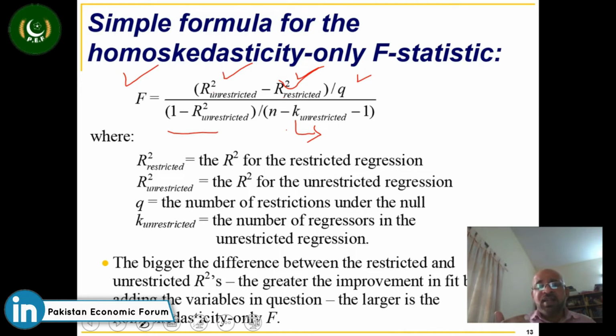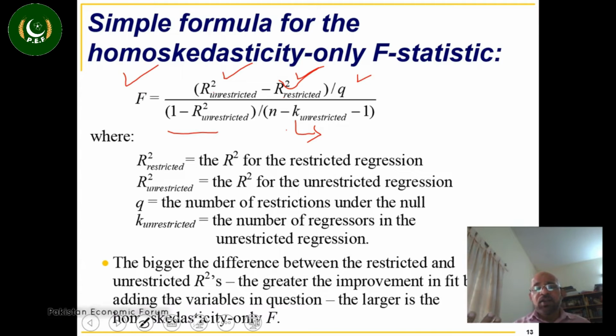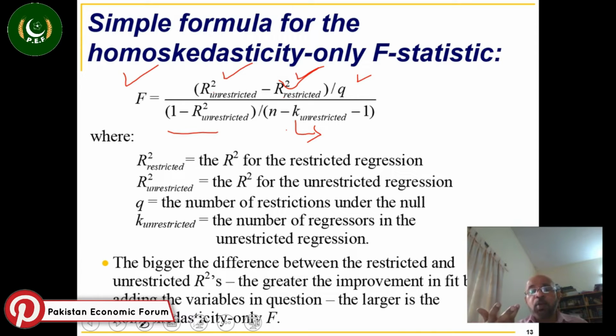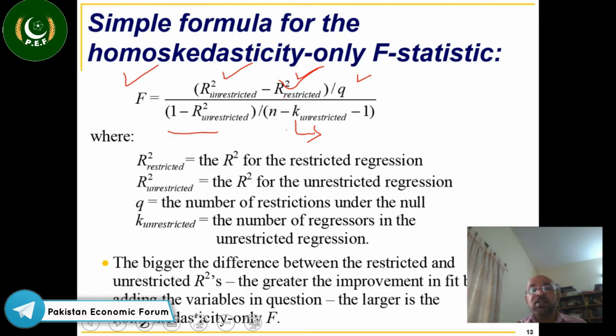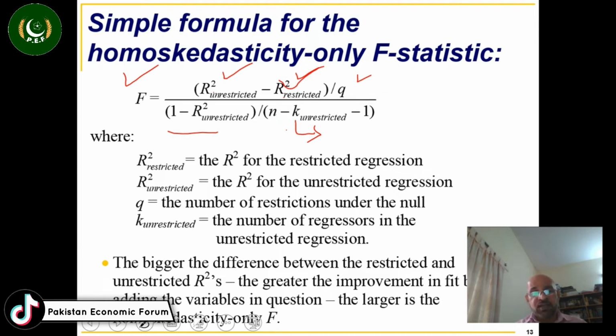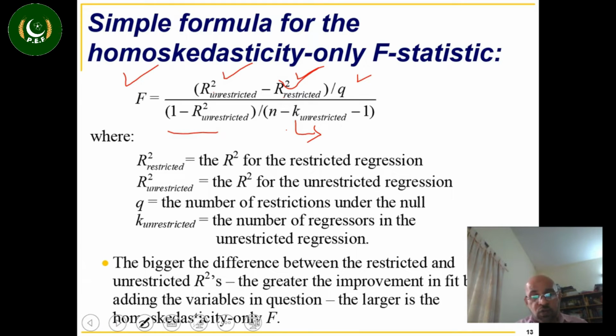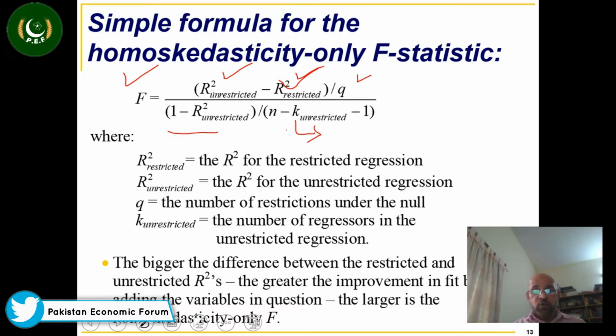If now this F statistic is greater than the critical value, we shall reject the null hypothesis, that is, we'll say these restrictions cannot be applied. And if we fail to reject, we will say that those restrictions may hold.